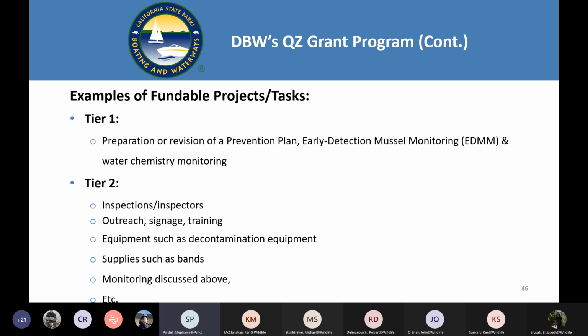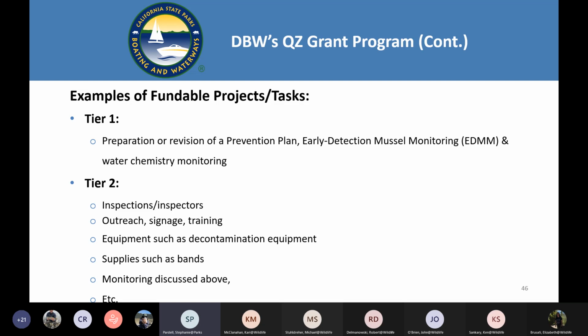Okay, so this slide just goes into a couple of the projects and tasks that we would reimburse you for. So for a tier 1 project, we would be reimbursing for any activities having to do with the preparation of a prevention plan. And that includes things like early detection mussel monitoring and water chemistry monitoring. Whereas for tier 2, we would be looking more at inspectors or inspection services, public outreach such as signage or training, equipment such as decontamination equipment, supplies such as bands, and then also for Tier 2, we also reimburse for the monitoring discussed above, so the EDMM, early detection mussel monitoring data, and also the water chemistry monitoring.